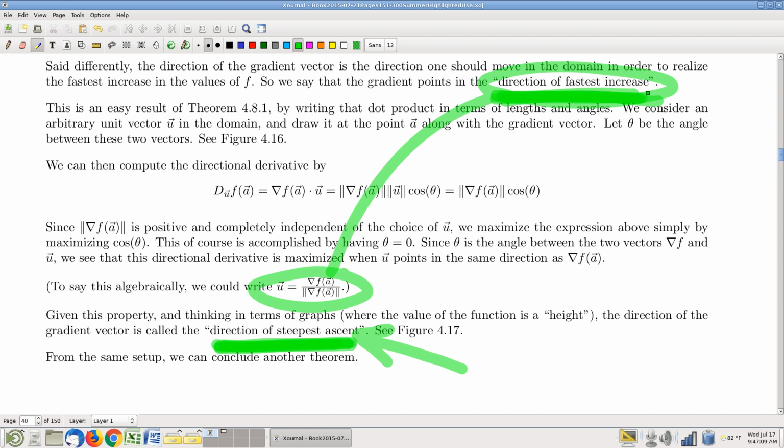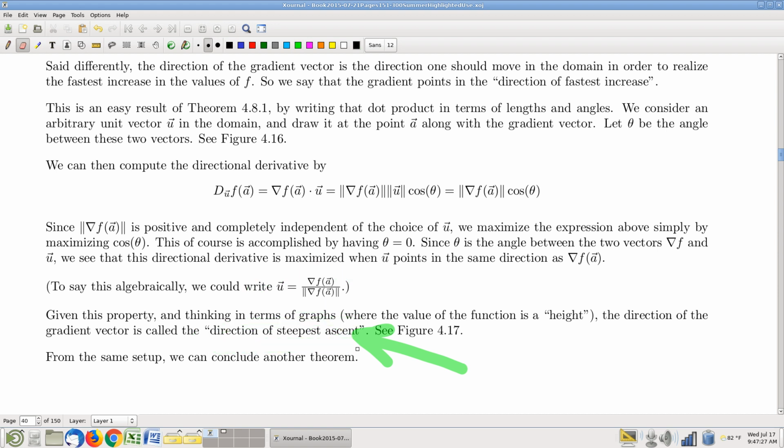it makes sense only from a much more limited set of assumptions. If you want to say direction of steepest ascent, it assumes you're looking at a graph. If you're not looking at a graph, then steepest is a very unnatural terminology to use. So, anyway, that's my little complaint about that.